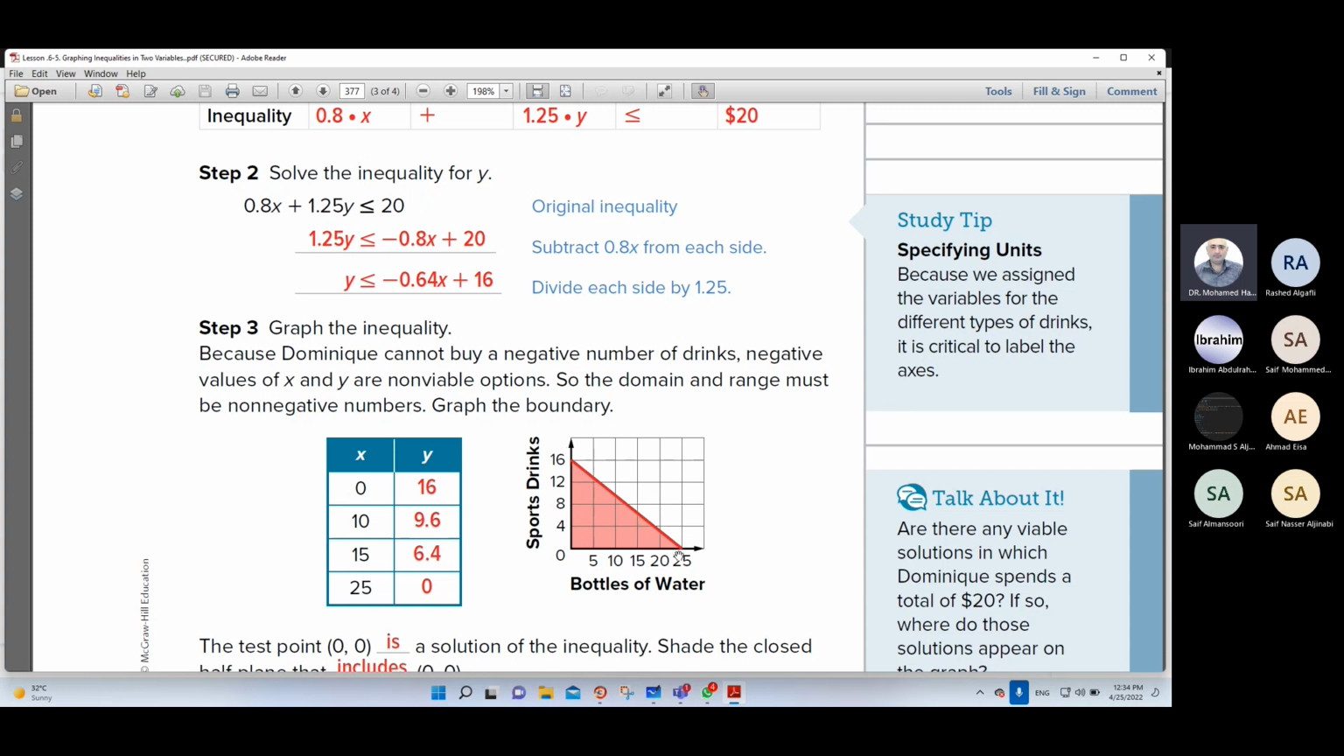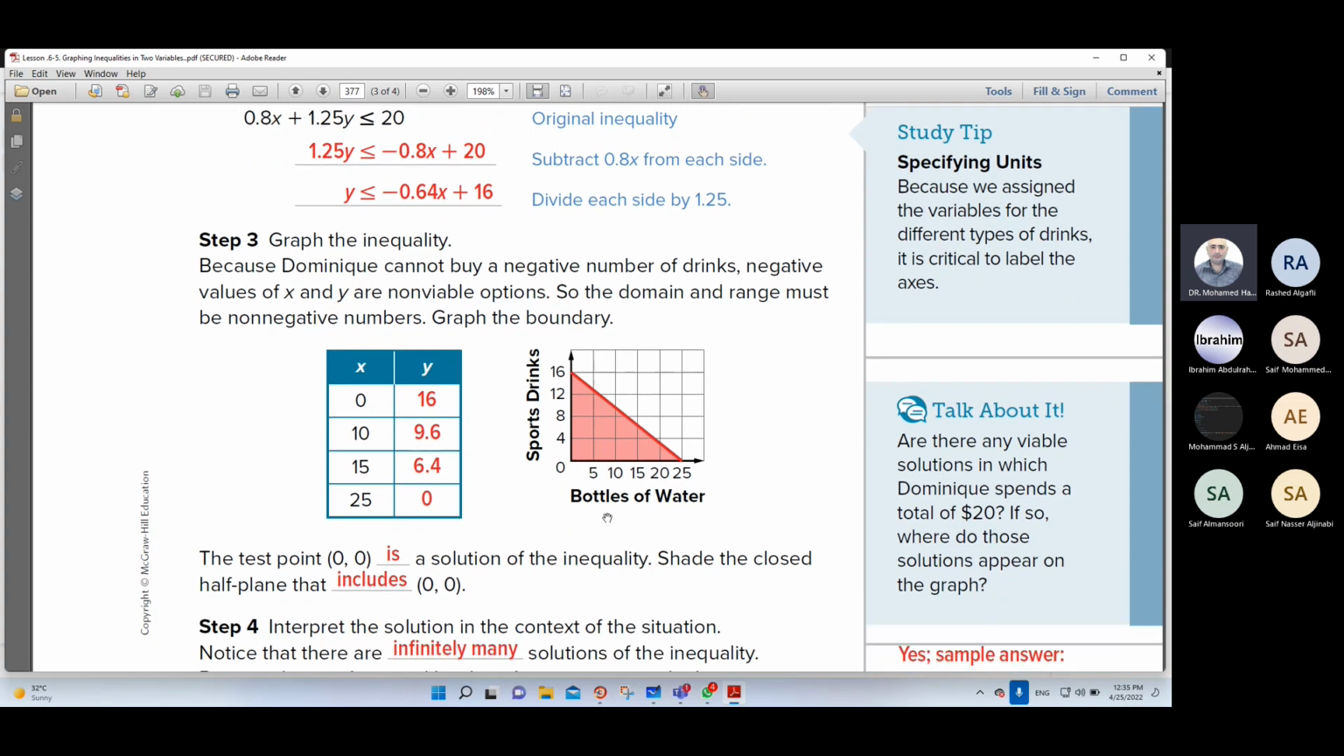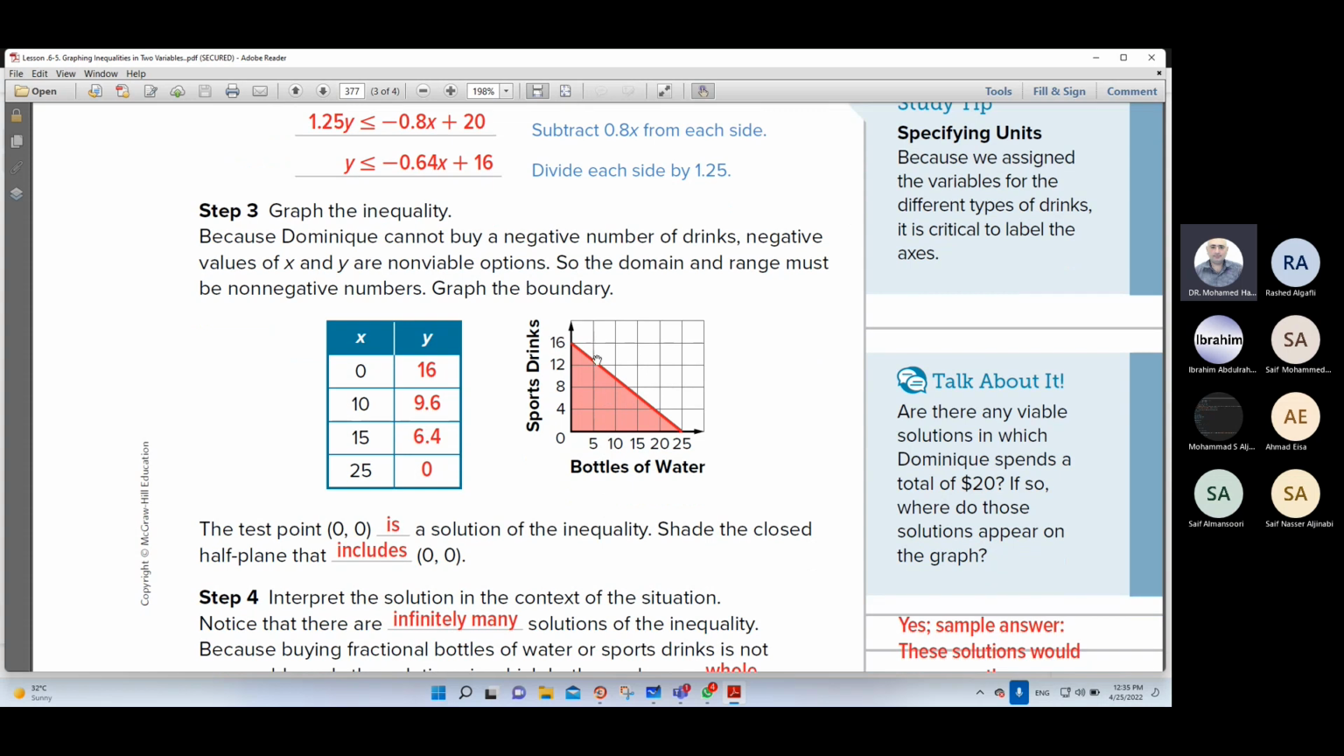This is the infinity here. And as you see here, we have 0 included in this area. So this is the shaded area, this is the closed area. And we use a continuous straight line because here we have equals in the sign.